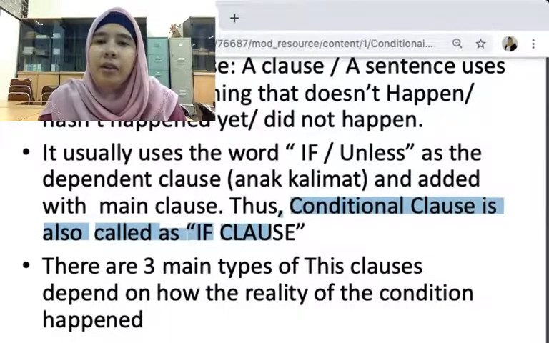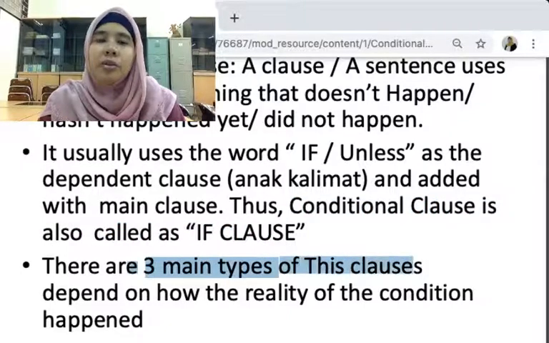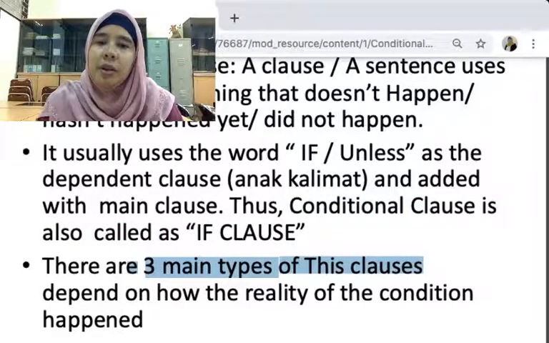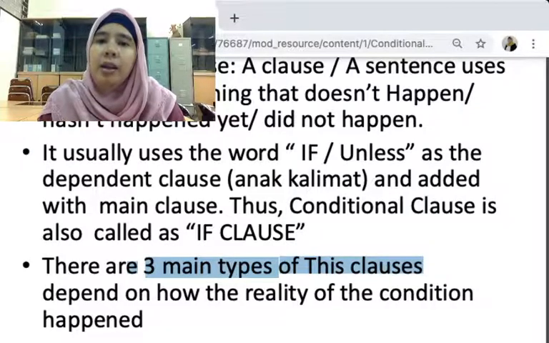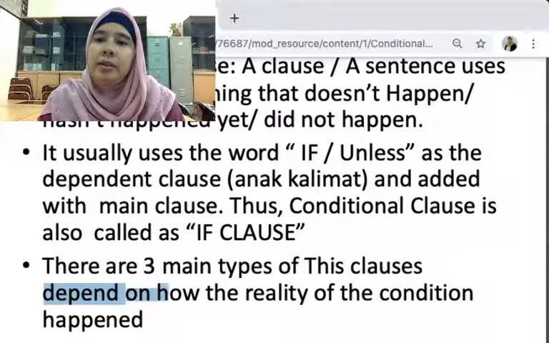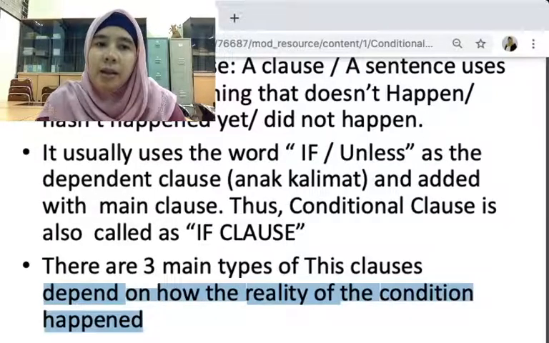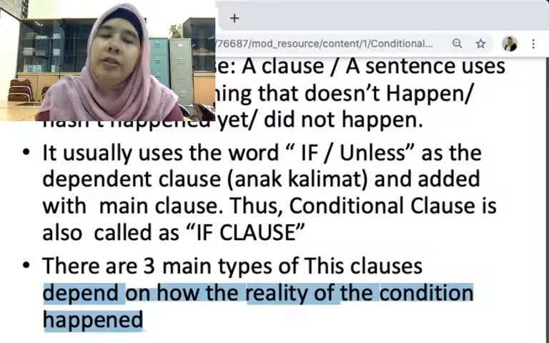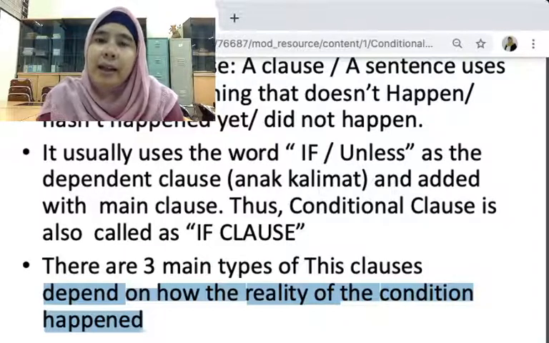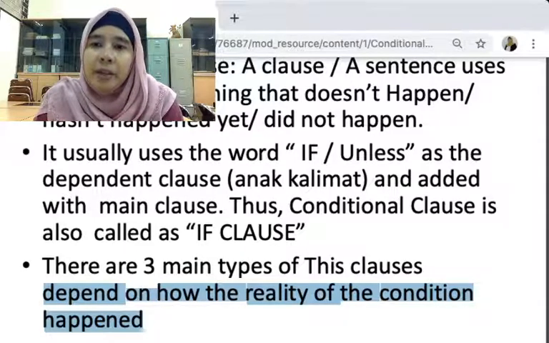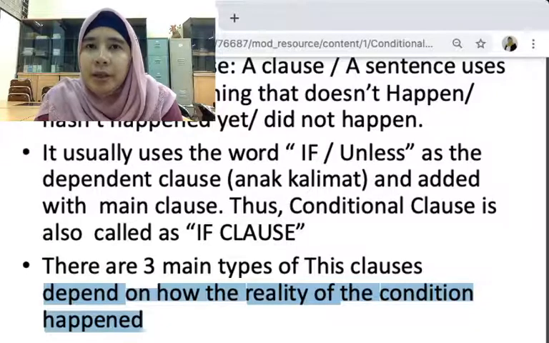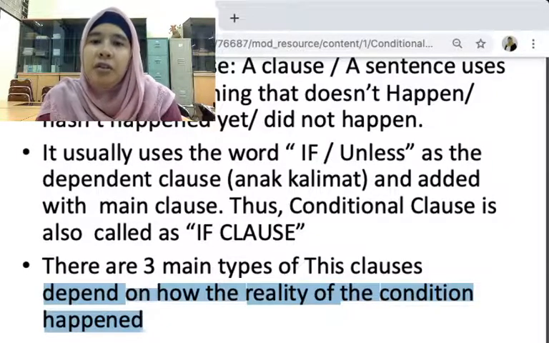There are three main types of this clause. Conditional clauses have three main divisions, and they all depend on the reality of the condition. Berdasarkan what happened in the reality. Apakah the activity or something that you would like to do or would like to have happen, does not happen, or has not happened yet. If it doesn't happen or hasn't happened yet, you would like to have the conditional clause.